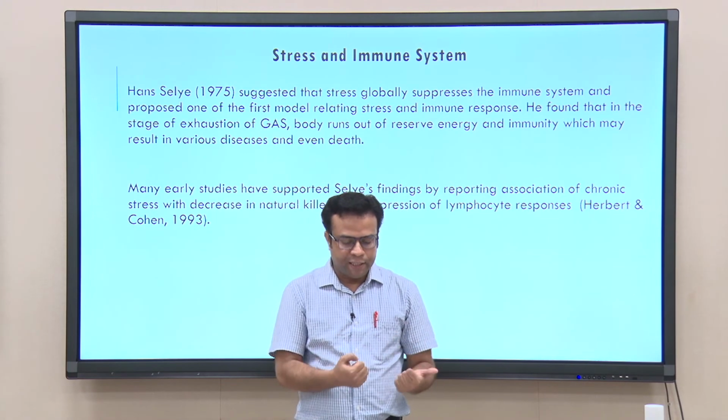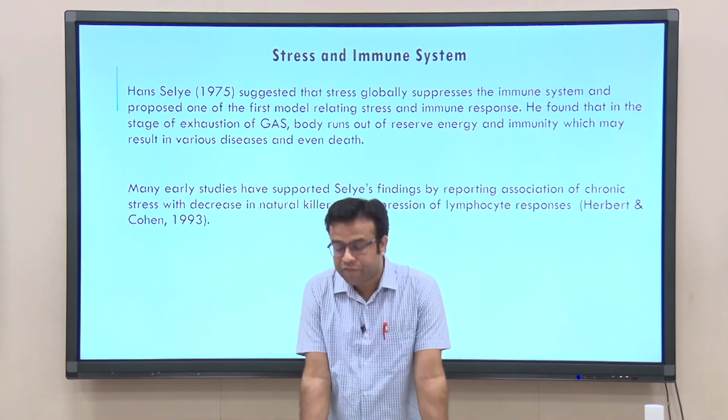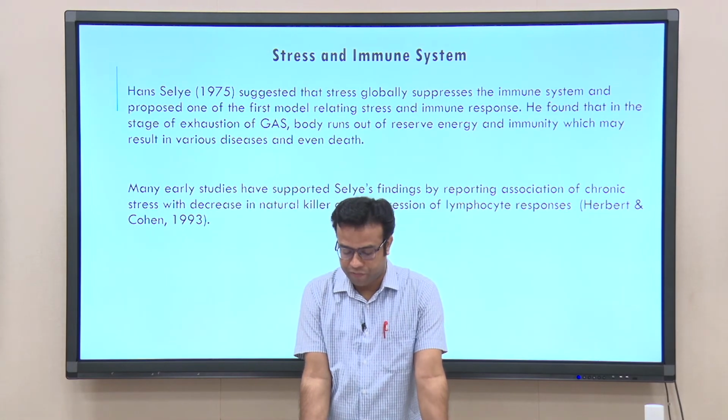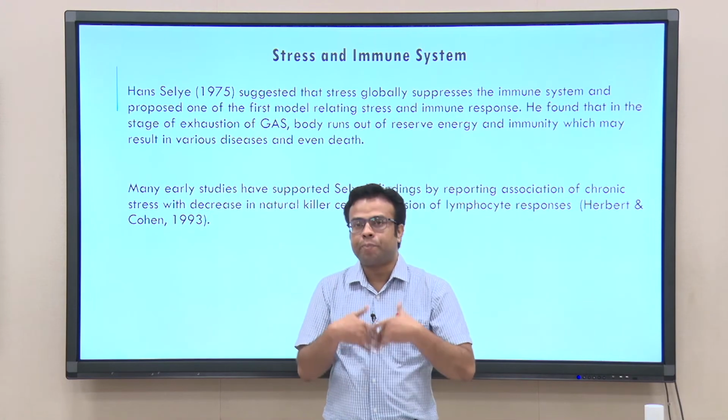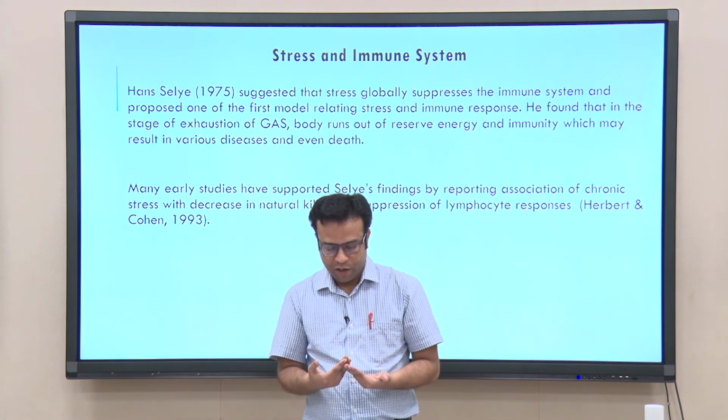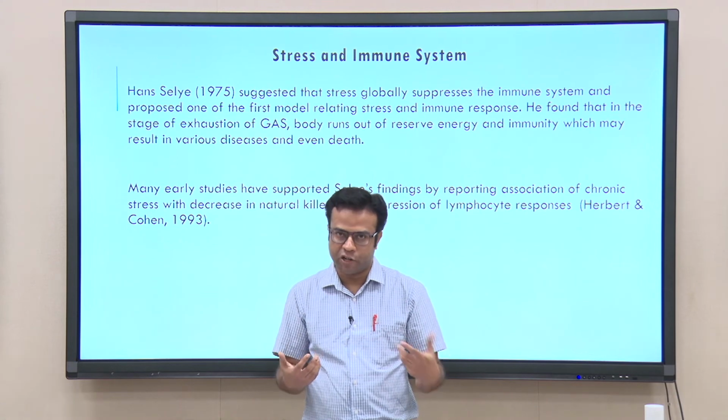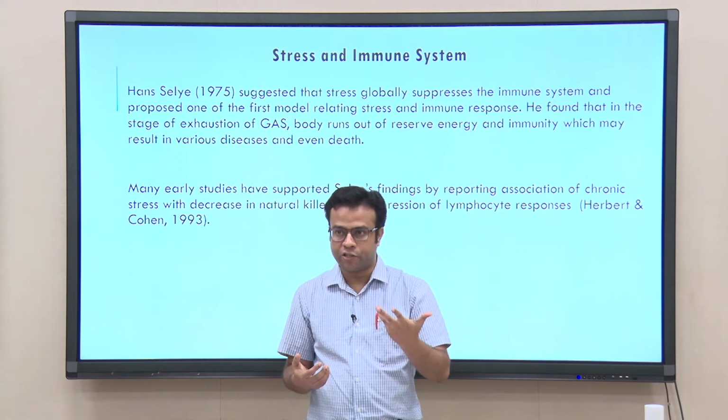Many early studies supported Selye's findings by reporting an association of chronic stress with a decrease in many immune cells, such as natural killer cells, and suppression of lymphocyte response. So overall, various immune functions or cells were suppressed by stress. It was found by many studies later, after Selye's initial finding.